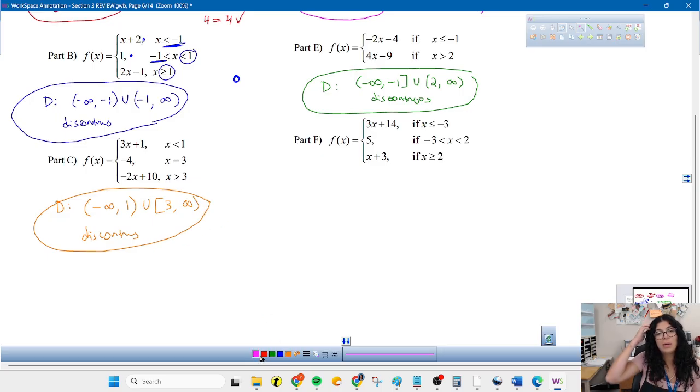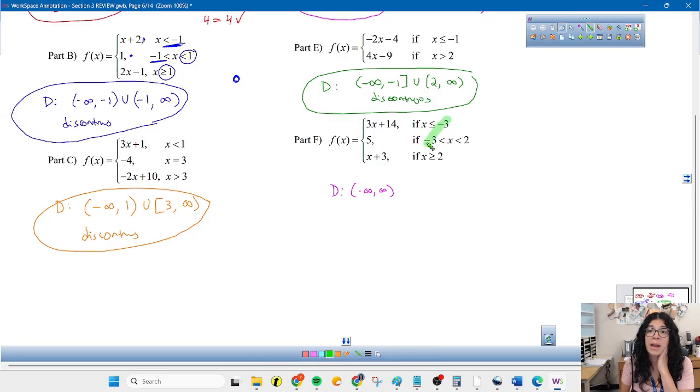All right, last one, part F. Notice on part F, we have a piece to the left of negative 3. Then we have one between negative 3 and 2. So we pick right back up after negative 3, perfect, till 2. And then the next one picks up from 2 to infinity. So this domain is negative infinity to positive infinity. So we're going to have to check, is it connected? And we're going to have to check at 2 places.